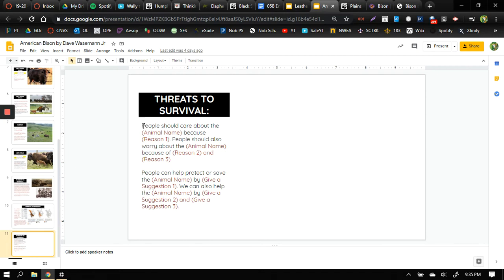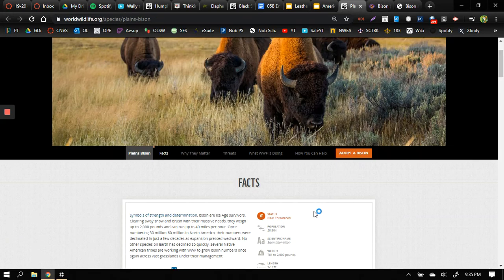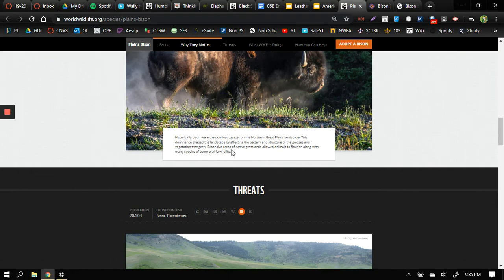Okay, so this is a question that we are answering in our final slide. Why should we care about these critters? Okay, it says here plains bison are dominant grazers of the northern Great Plains landscape. Okay, this dominance shaped the landscape by affecting the pattern and structure of the grasses and vegetation that grew. Now, what does that mean?